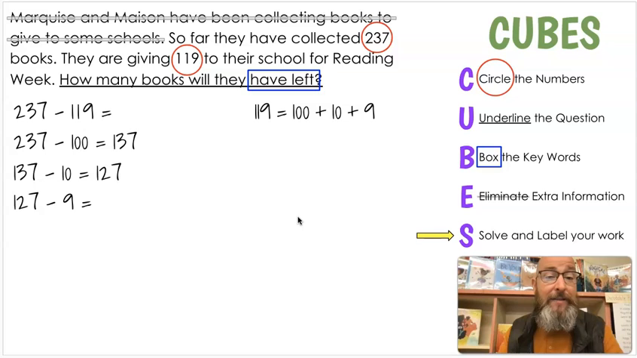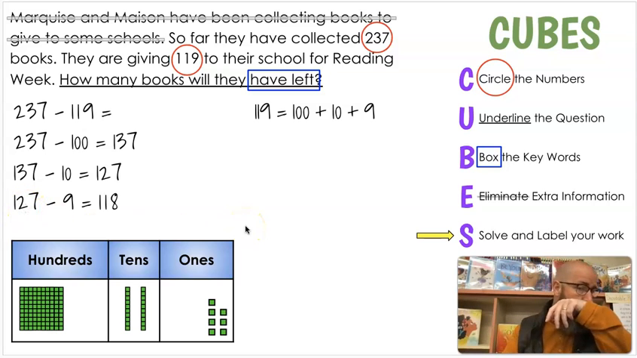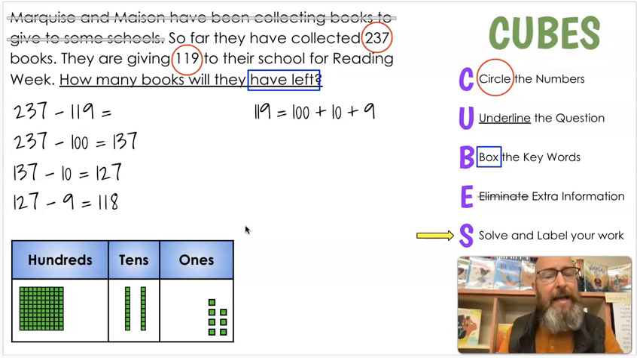Now, we know that's going to be 118. I can count backwards 9, but the question is, how did I take 9 from that 7? I regrouped. Let's look at how we regroup. I know, I brought the blocks back. So I have my 127 because that's where we left off.